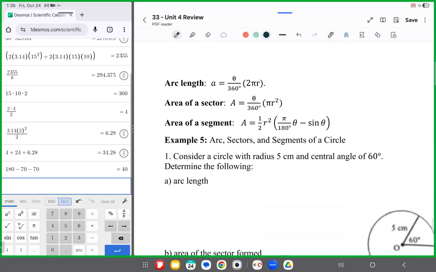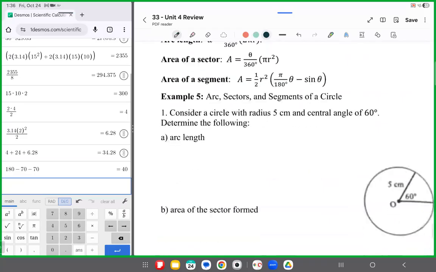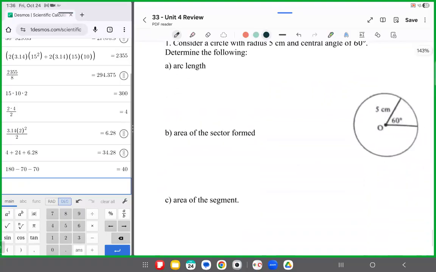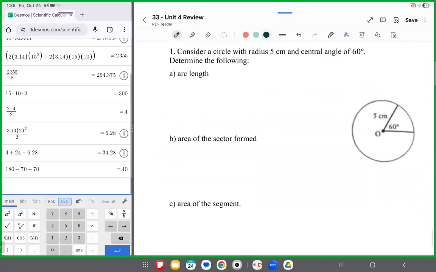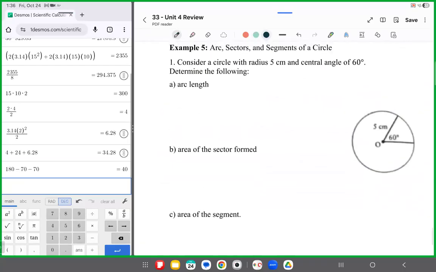In the last lesson of the unit, we had to look at lengths: the arc length, area of a circle, and the area of a segment. And we wanted specifically what they were. So for us here, I just asked us to do one example of each. Consider a circle with radius 5 and a central angle of 60 degrees. Determine the arc length, area of the sector, and the area of the segment.